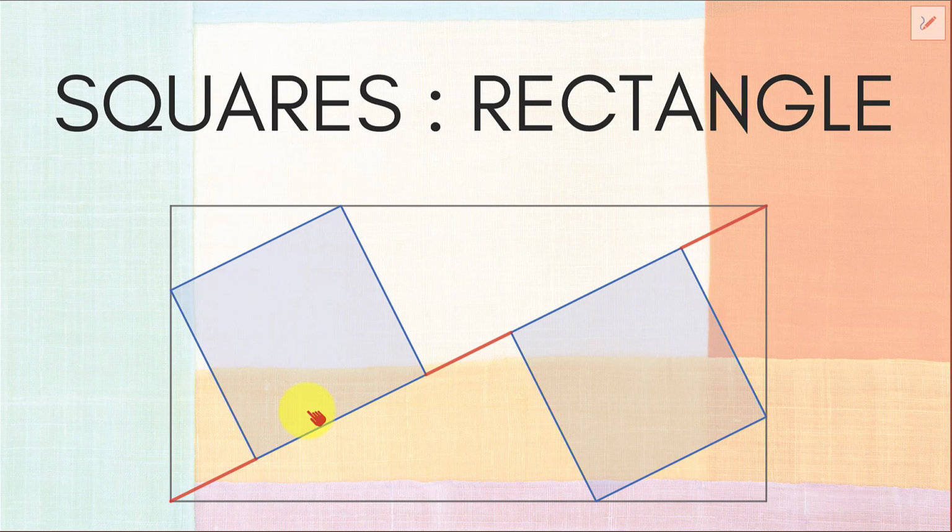The question is, what is the proportion of the total area of the squares compared to the area of the rectangle? If you haven't seen this problem before, it is advisable to try the puzzle yourself first. Pause the video for a moment and give it a try. Please pause the video now.